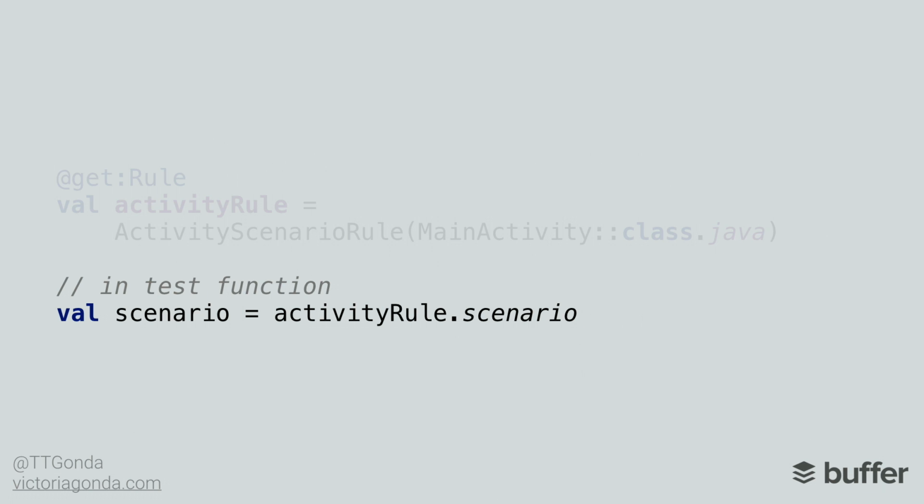And then you can access the scenario directly from the rule and use it for all the same things just by using the scenario property on the rule.